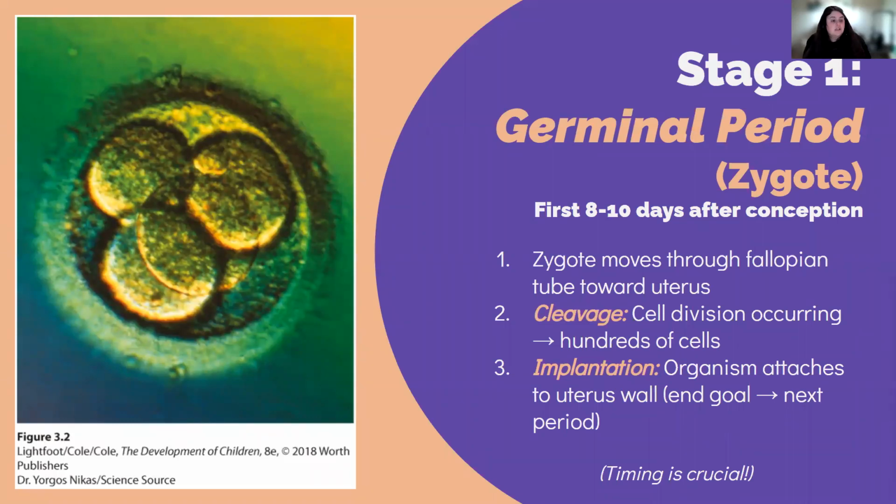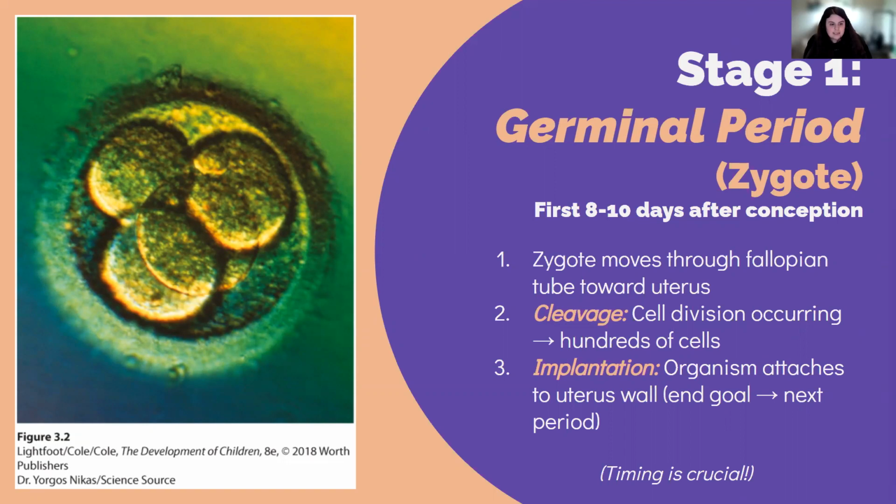So in terms of the timeline, it's only the first 8 to 10 days, the germinal period. So we only have a zygote for 8 to 10 days after conception. And what's occurring is the zygote is moving slowly through the fallopian tube toward the uterus.